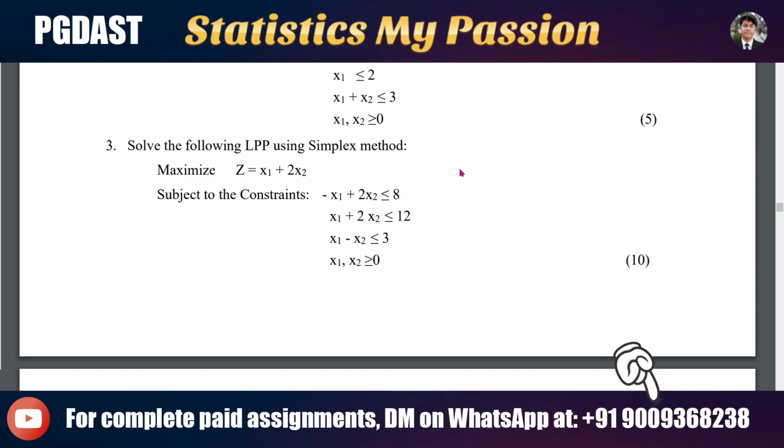And the question is to solve the following LPP using the simplex method. So here we have to solve by the simplex method. This has to maximize z equal to x1 plus 2x2, subject to the constraints, and we have the equations 1, 2 and 3 here, and x1 and x2 are greater than or equal to 0.